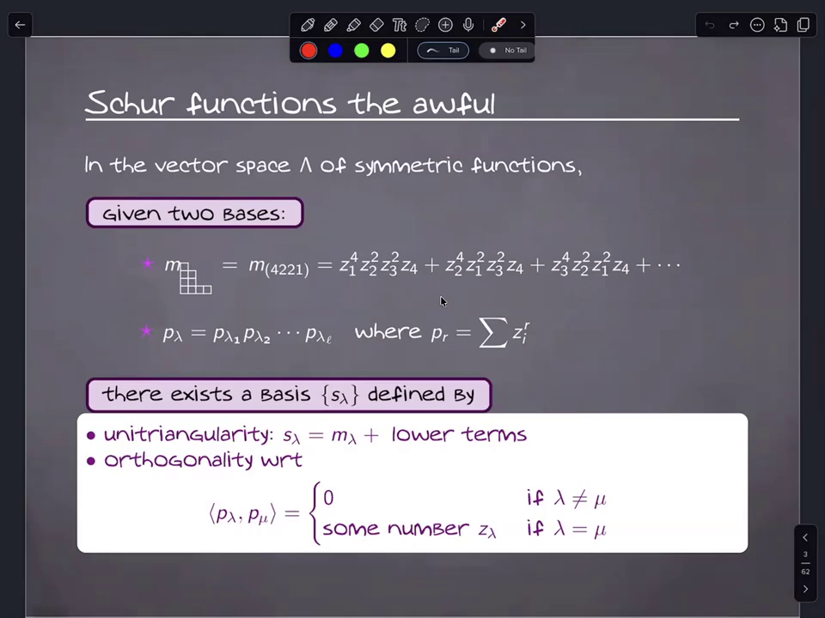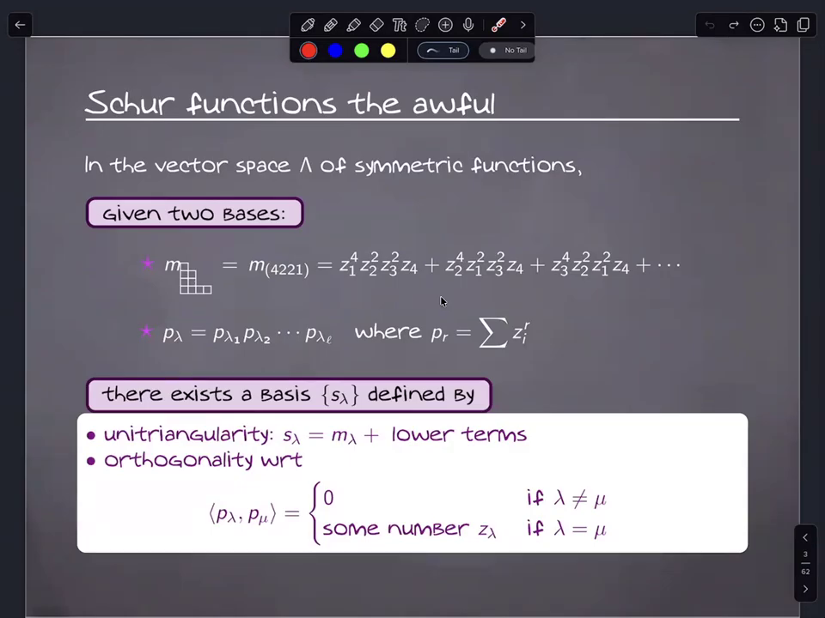What do we know? Do we have a feel for what this basis might look like, what these functions are? Even to compute a simple example, you'd kind of have to do Gram-Schmidt or some sort of yucky or fun, depending on your point of view, linear algebra. So that's Schur functions the awful.